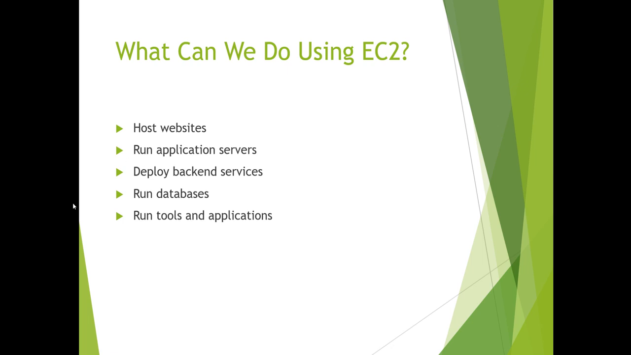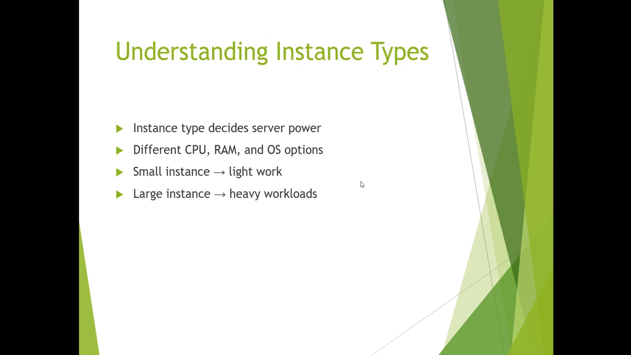Now, you might be wondering how powerful is this EC2 service provided by AWS. That's where our instance types come into the picture. Think of it like this. If you have a small bag, you can fit only a few things. If you have a big bag, you can fit many things. EC2 works in the same way. You can choose how much CPU you want, how much RAM you need, what operating system you want. Based on your requirement, you pick the right size, whether it might be small, medium, or large.